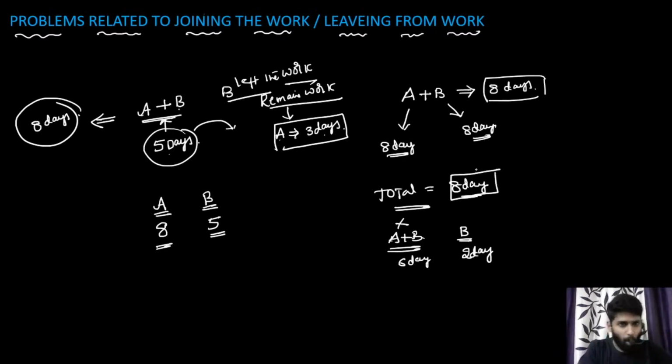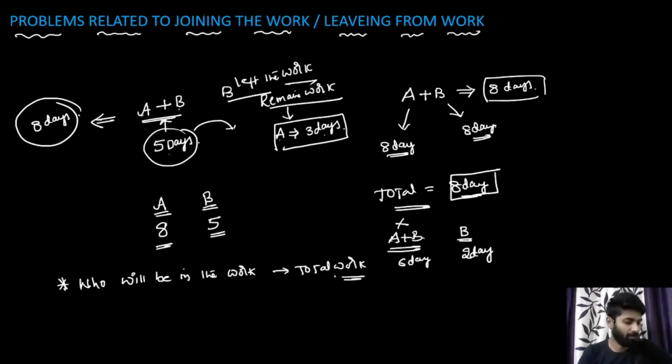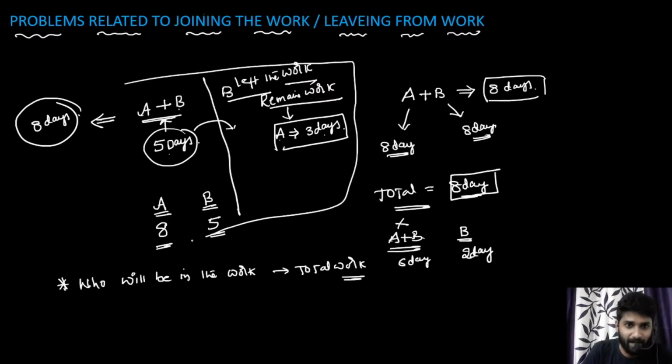Now, if you observe all the different parameters, guys, who will be in the work throughout? That defines the total work. If you consider these statements, you can analyze yourself. A and B worked for 5 days and the remaining work was done by A for 3 days. The whole work is completed in 8 days. Initially A and B were working, and after B left, A completed the remaining work.